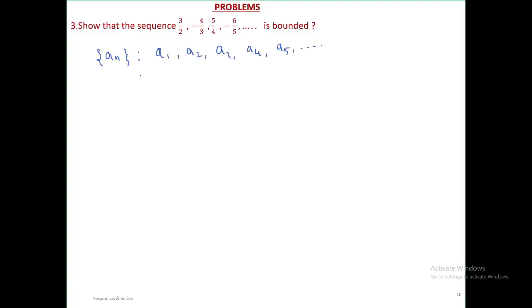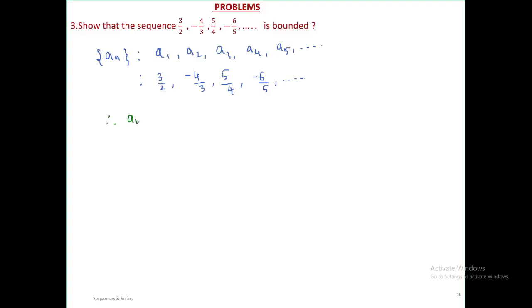Then accordingly, the terms: a1 is 3/2, a2 is -4/3, and a3 will be 5/4, and a4 will be -6/5, and so on. So these are the terms of the sequence. If I substitute n is 1, I should get a1. If I substitute n is 2, I should get -4/3. So clearly, what is the nth term?